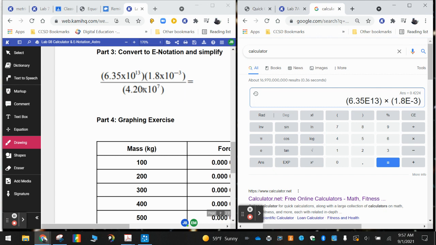Now this is division, so we'll go ahead and do division here. And we're going to do parenthesis 4.20 EXP looks like 7, close parenthesis. Now make sure it looks like this. Hit equals and see what we got. All right, so 2721.4. I'll hit pause and we'll check back in a minute.